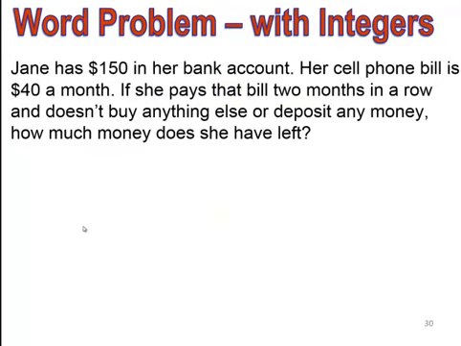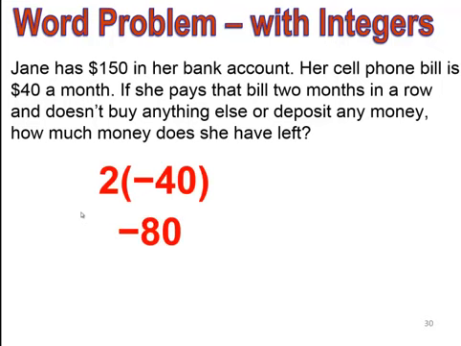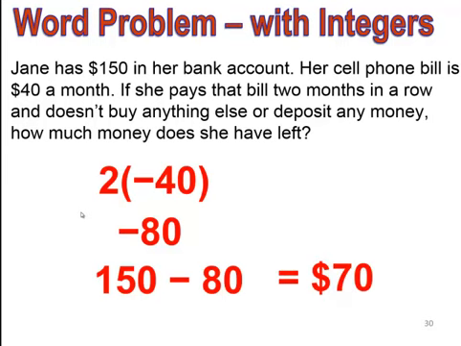Pause and try. So in this case, it's a negative 40 because she's paying the bill. 2 times a negative 40 is going to be a negative 80. And then you're going to take that away from the amount she has in her bank account. So she has a total of $70 left in her account.